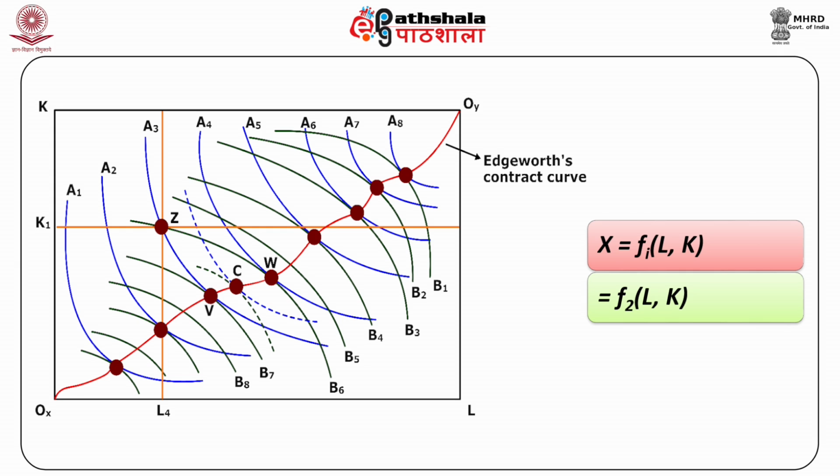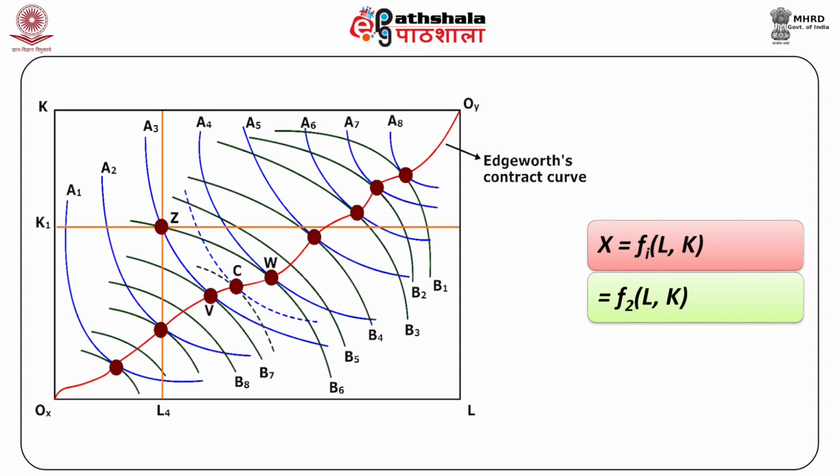Now as opposed to Z, suppose we were to consider the point W. At point W, A4, which is an isoquant for commodity X, is just tangential to the isoquant for Y, which is B6. Therefore, the point Z which lies on B6 is not an optimal level of factor use. So if we shift from Z to W, what we notice is that B6 and A4 are tangential to each other. More of this would be clear if we consider the other levels as well.